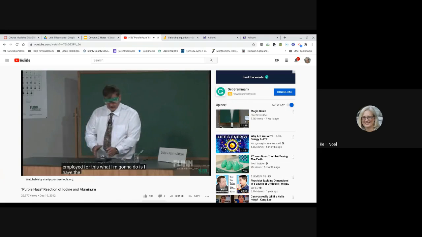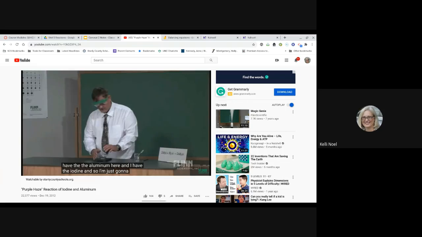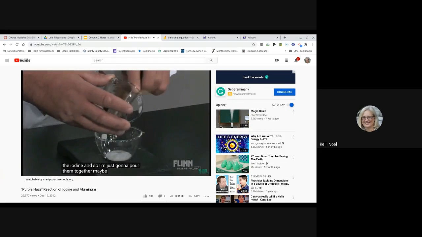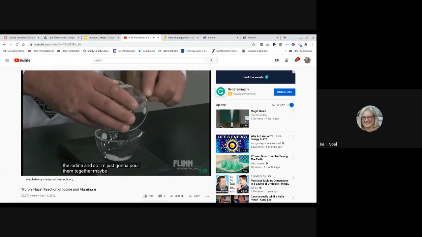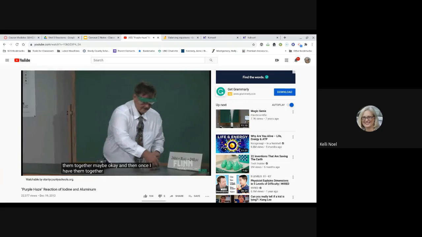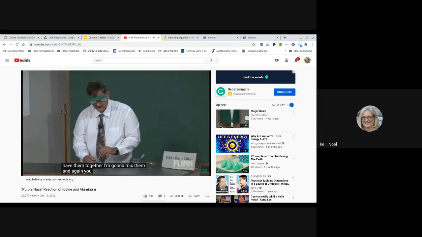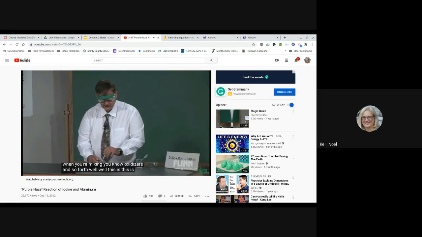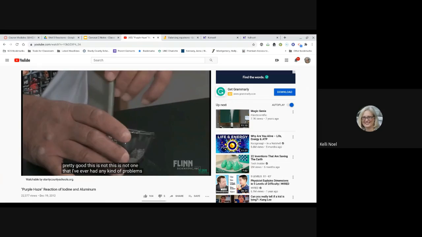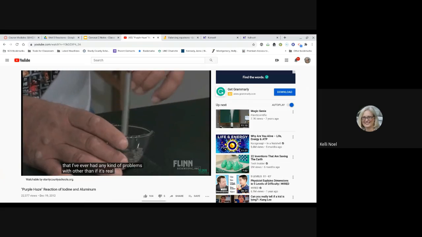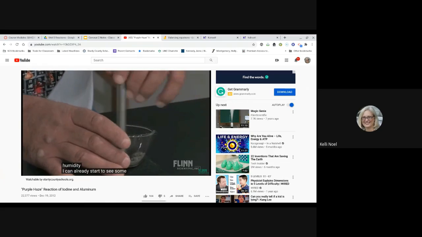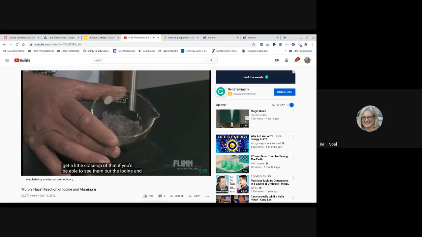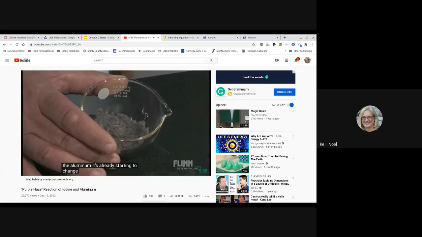What I'm going to do is I have the aluminum here and I have the iodine, and so I'm just going to pour them together. He's taking the iodine and putting it into the aluminum. Okay. And then once I have them together, I'm going to mix them. And again, they say be careful when you're mixing oxidizers and so forth. Well, this is pretty good. This is not one that I've ever had any kind of problems with, other than if it's real high humidity. I can already start to see some purple vapors in here. I don't know if we can get a little close up of that, if you'll be able to see them. But the iodine and the aluminum, it's already starting to change color a little bit.